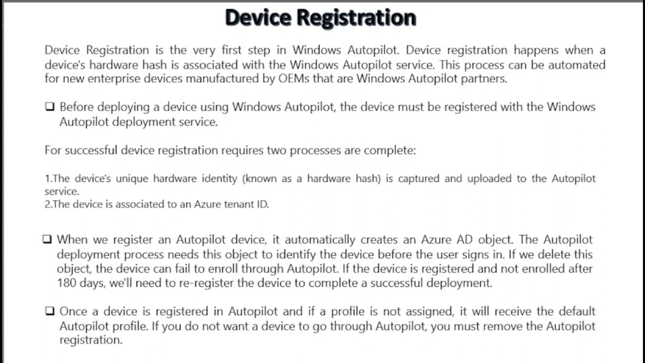If the device is registered and not enrolled after 180 days, we will need to re-register the device to complete a successful deployment. Once a device is registered in Autopilot and if a profile is not assigned, it will receive the default Autopilot profile. If we do not want a device to go through Autopilot, we must remove the Autopilot registration.